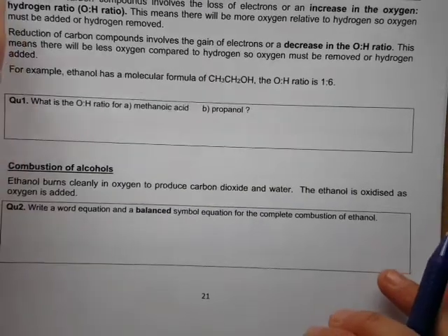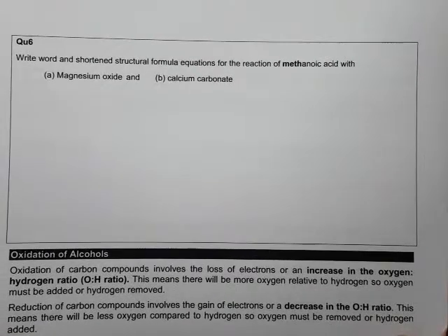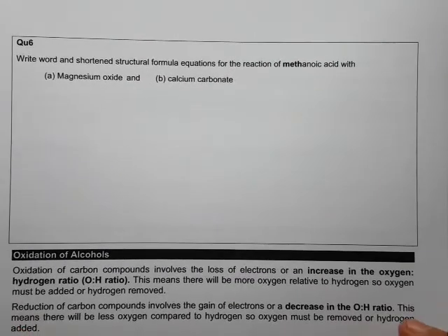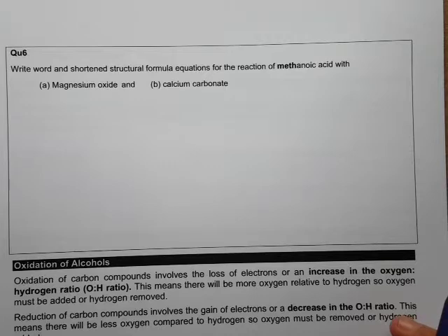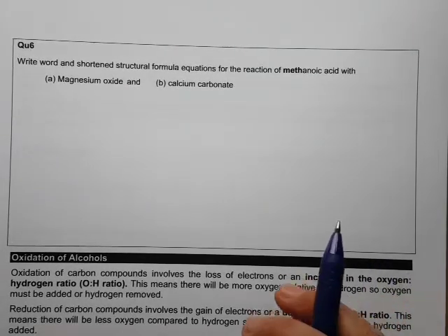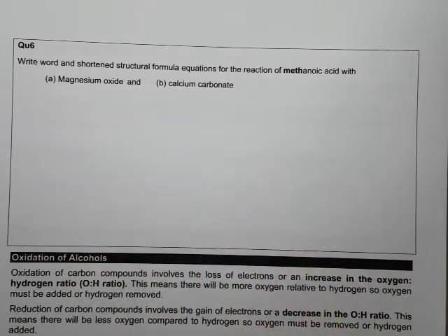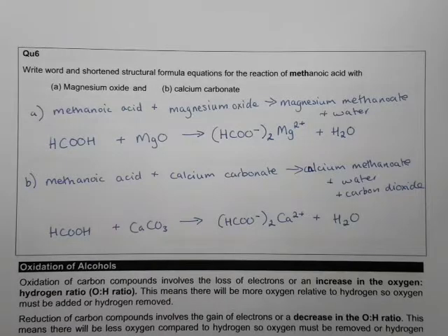Okay, so we're now going to look at another 2 examples of neutralisation of carboxylic acids. And in question 6, it asks you to write word and short and structural formula equations for the reaction of methanoic acid, first with magnesium oxide and secondly with calcium carbonate. So I would like you to pause the video now and attempt those questions yourself before you look at my answers. Make sure you pause the video now. Okay, so you'll see the answers here.